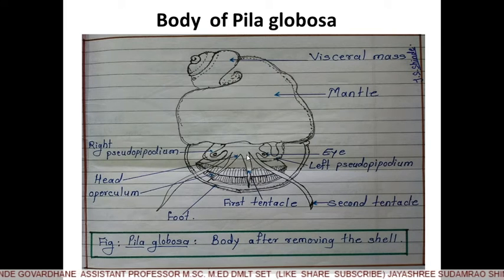Okay, now see the foot below the head on the ventral side. Below this head on the ventral side, a large, highly extensible foot is present. It is a triangular organ.